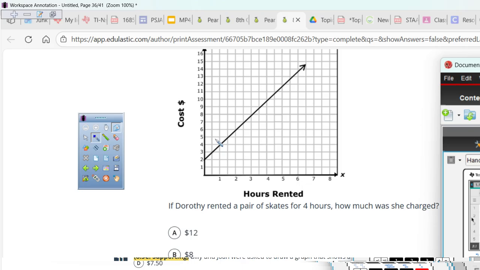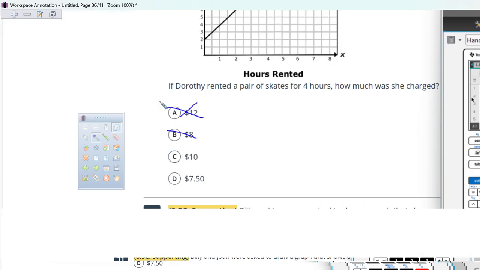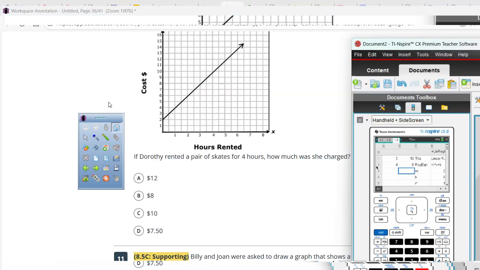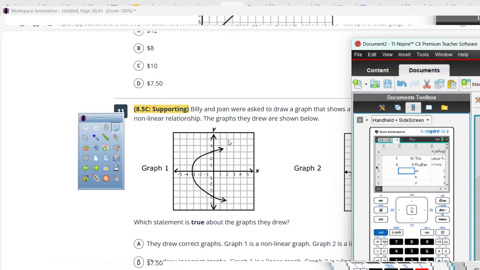Let me double check. Going up to 4, I see it below 10. But it's definitely not 8. It's not 12. And not 7. You see, it has to be 10. Just bad graphics, I guess. Oh, this is easy.